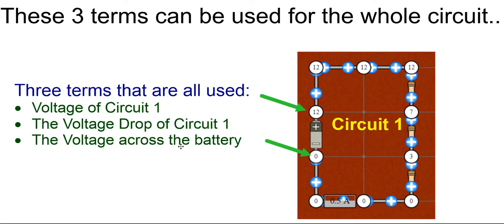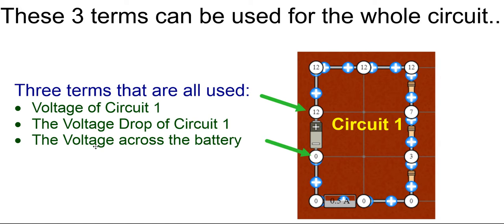This can also be applied to a whole circuit. These 3 terms are sometimes used for a complete circuit. So we'll call this circuit 1. Now note, you've got a 12-volt battery here, okay? So you'd say the voltage of circuit 1, and that's the typical, standard way of speaking, but they might say the voltage drop of circuit 1, the whole circuit. And as you see with a 12-volt battery, it starts at 12 and ends at 0, so you can discuss a voltage drop of a whole circuit.